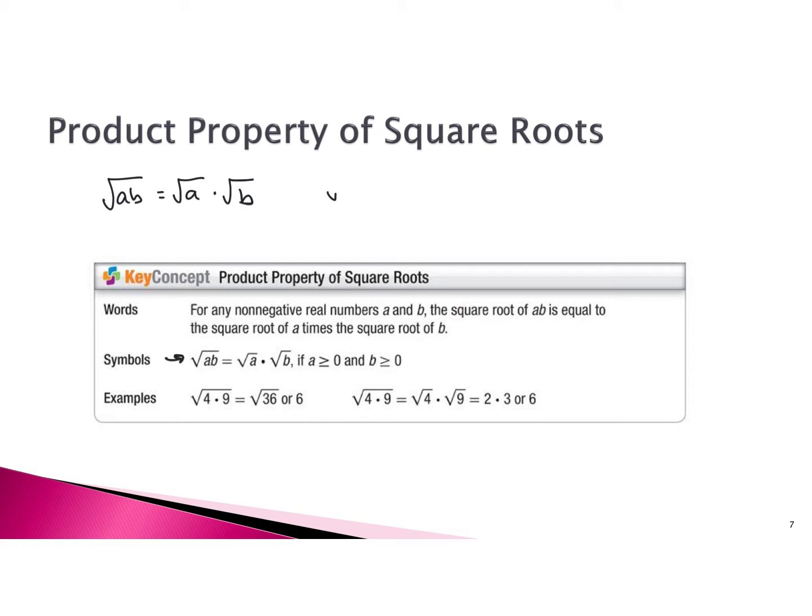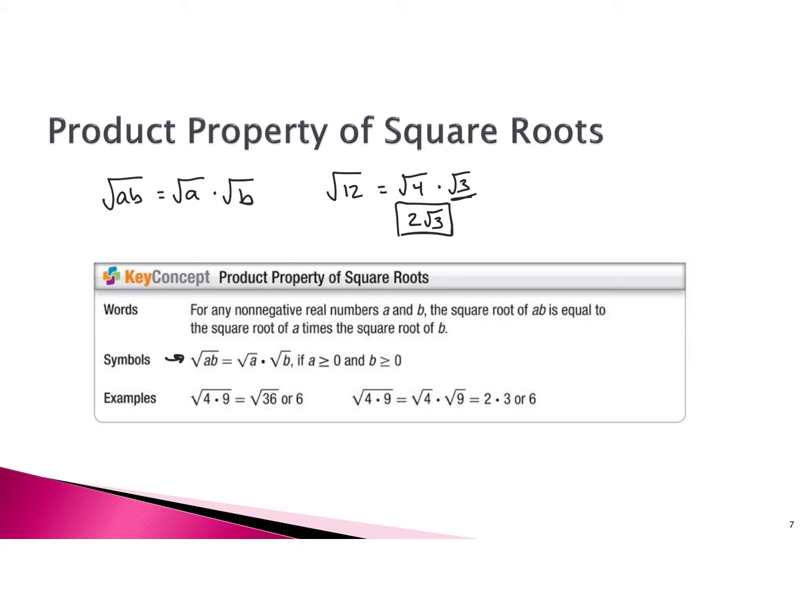Another example would be if I have the square root of 12, I could spread this out to the square root of 4 times the square root of 3. This is useful because now I can see the square root of 4. I know the square root of 4 is 2. There is no square root of 3, so it just comes down. And then this would be your answer.